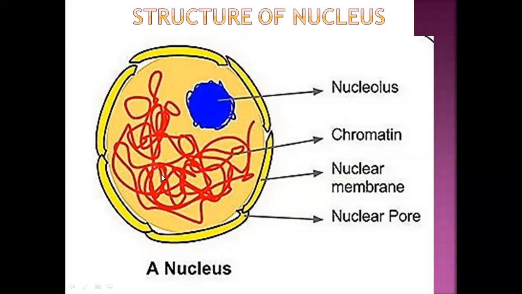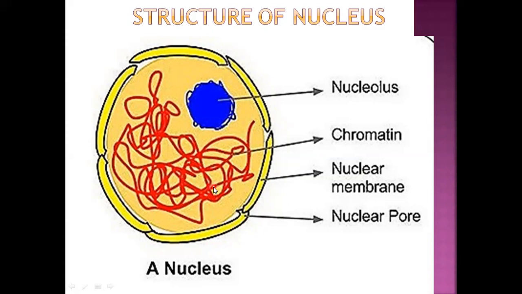Then in the nucleoplasm, what is this? This is called the chromatin network. This chromatin network is made of long thread-like structures, which at the time of cell division become the chromosomes. So the chromosomes are made up of a chemical called DNA, deoxyribonucleic acid.